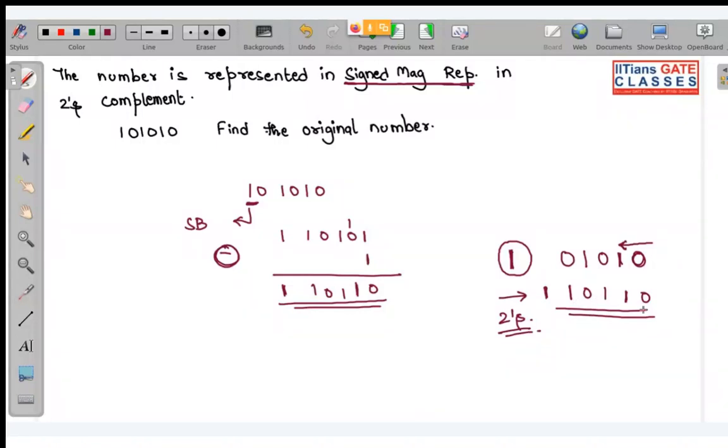So what is this number? You can see this is 0, 1, 2, 3, 4. Any doubts? No, sir. Yes. So this is 16 plus 4 plus 2. So that is 22. So the original number is minus 22. Any doubts, anyone?